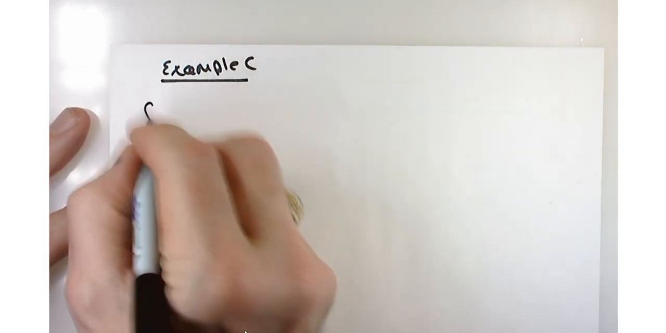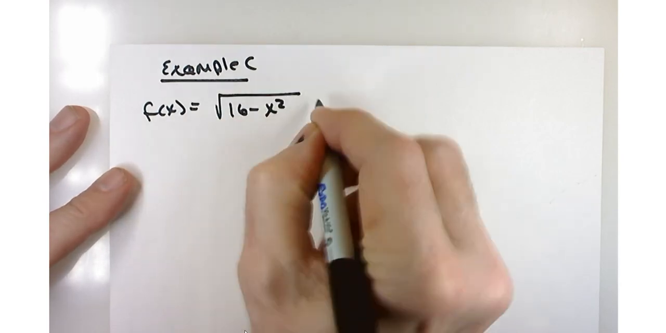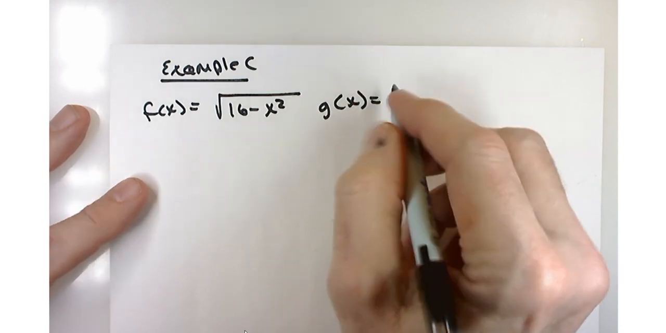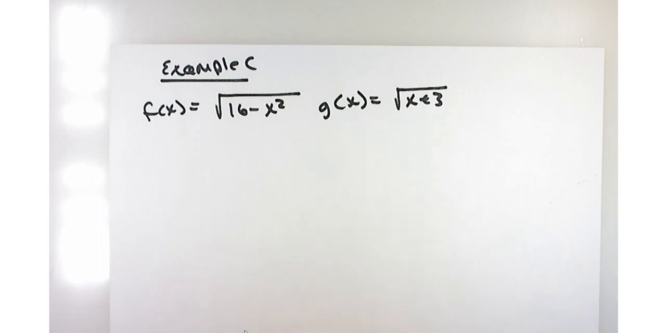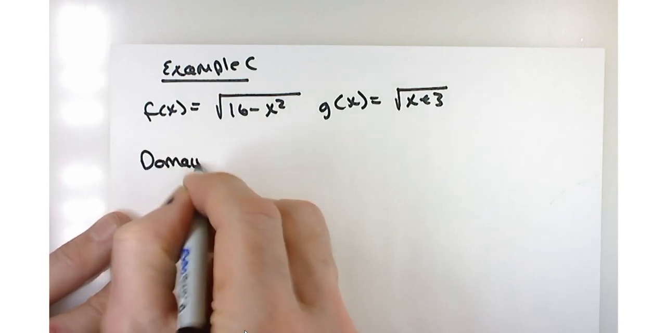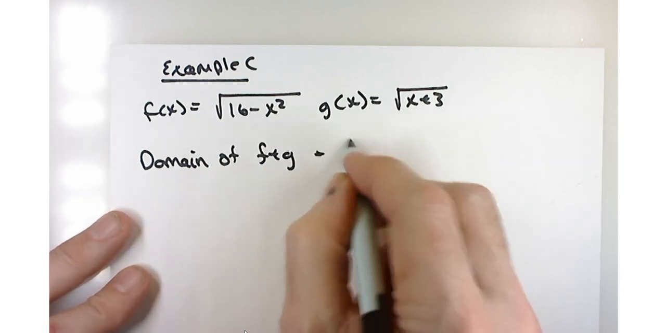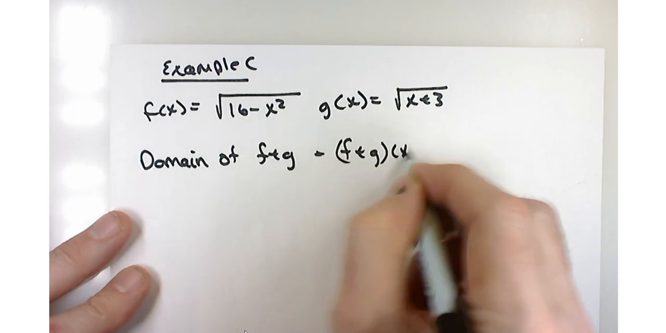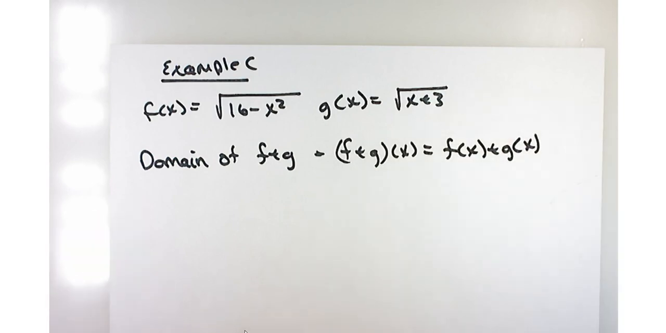We've got f of x is square root of 16 minus x squared, and g of x is the square root of x plus 3. Now what you're going to be asked to find is the domain of f of x plus g of x. So find the domain of f plus g, which is the same as f plus g of x or f of x plus g of x. So an exhausting number of notations for this. That's okay.